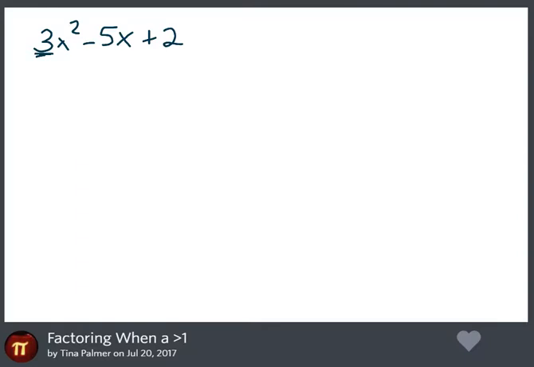So we start the same way. We want to look for two numbers that multiply to be that. So this time we're looking for two numbers that multiply to be 6x squared, and we want those same two quantities to add to be negative 5x.